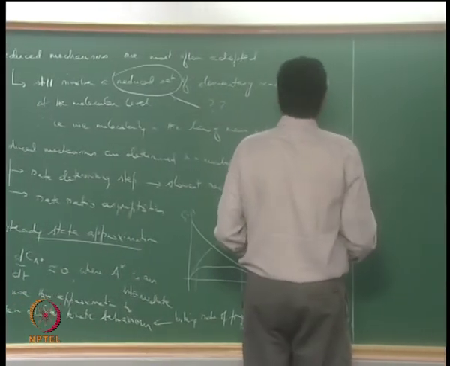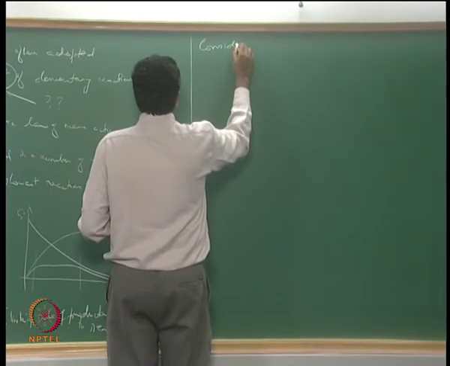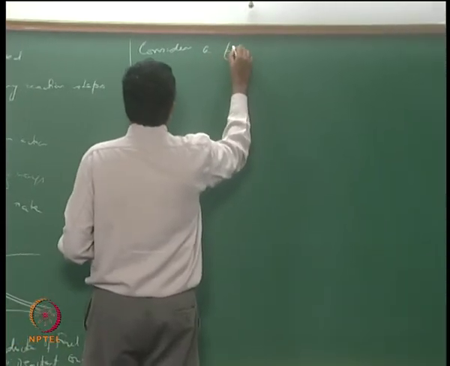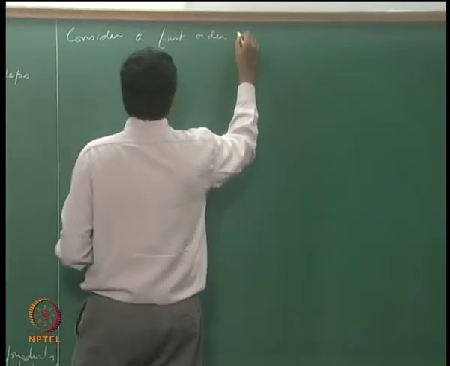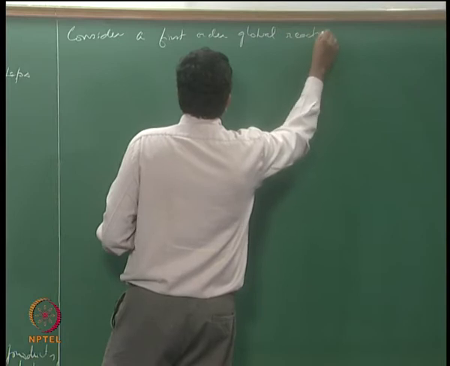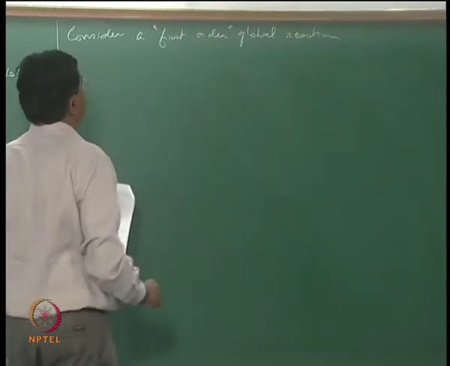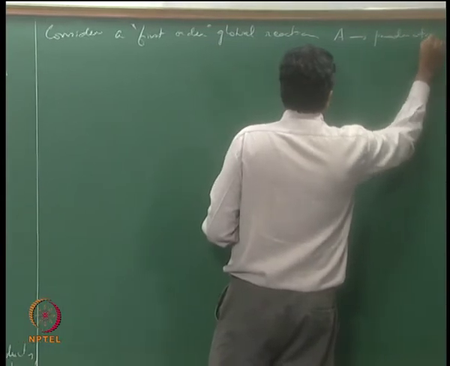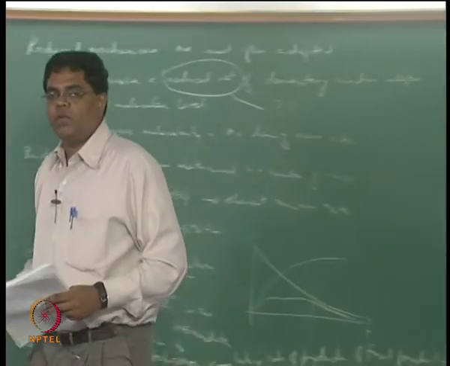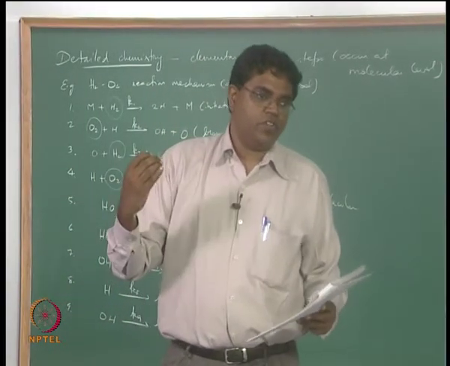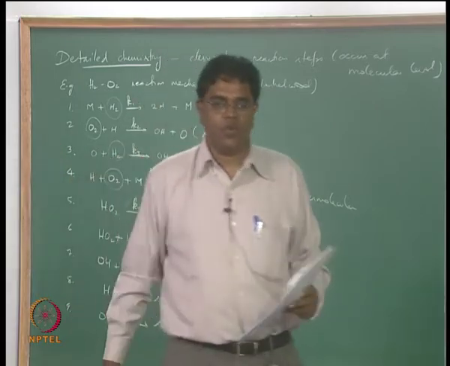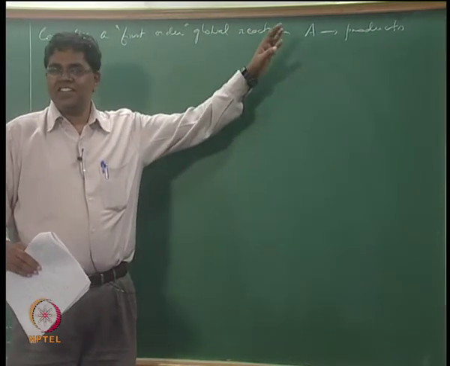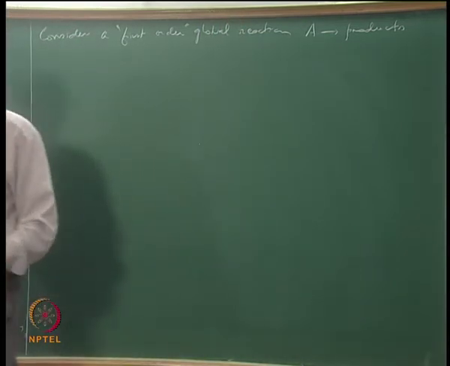So let's suppose that we consider a first order reaction, a "first order global reaction", within quotes: A gives products. We don't really worry about what the products are, because the law of mass action says that the reaction rate does not depend on the concentration of the products. It's only the reactants that we have to worry about. Not that we are really worrying significantly about the reactants, it's just A. So it's a template reaction.